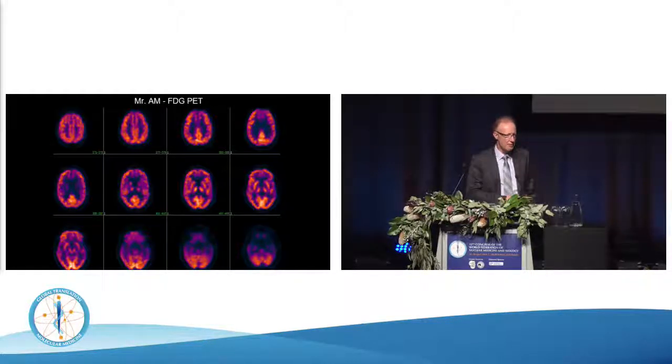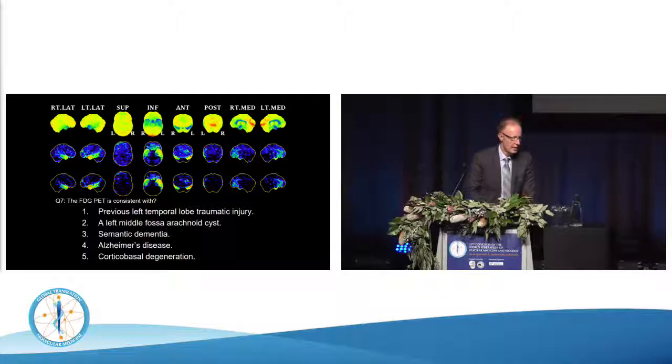So here's the FDG PET. Take a minute to look at it. I'll show you the neurostat, then ask some questions. Here's the neurostat. And what is this FDG PET most consistent with? Previous left temporal lobe traumatic injury? Who thinks yes? It actually could be, but given the history and the presentation and the findings on MRI, that's very unlikely in this case.